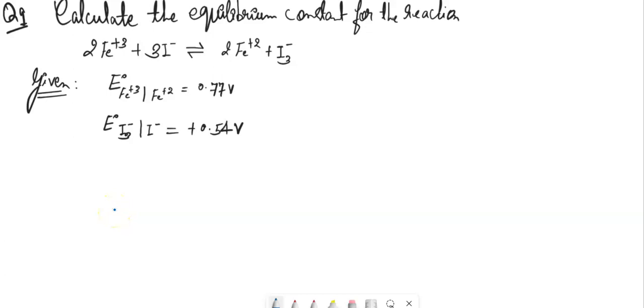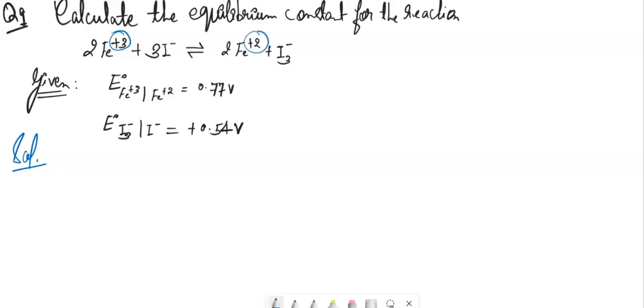Calculate the equilibrium constant for the reaction Fe³⁺ reacting with 3 iodide ions and giving Fe²⁺ and I₃⁻. We have the reduction potentials for Fe³⁺ to Fe²⁺ and I₃⁻ to iodide. To solve this question, there are a few things that we need to observe carefully.